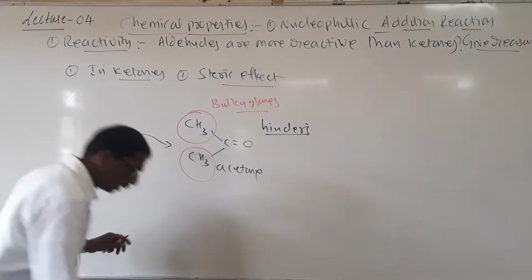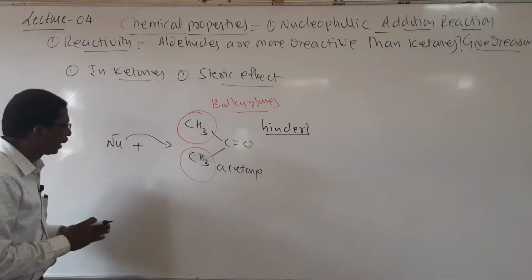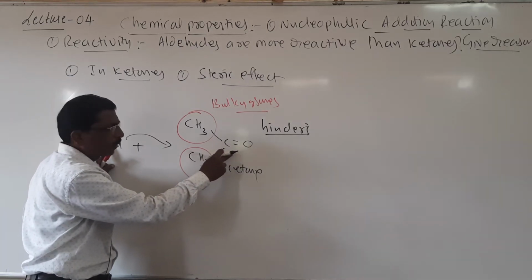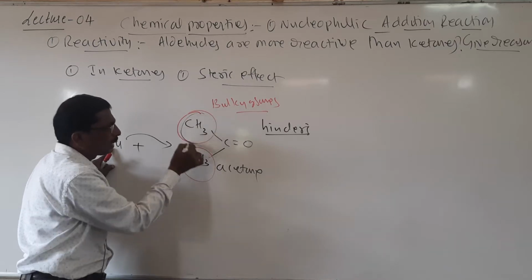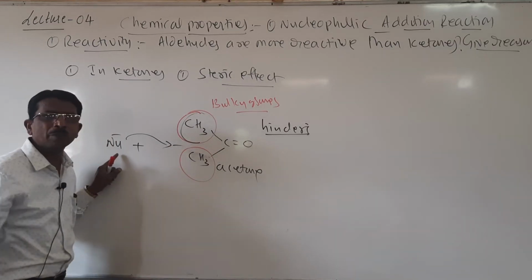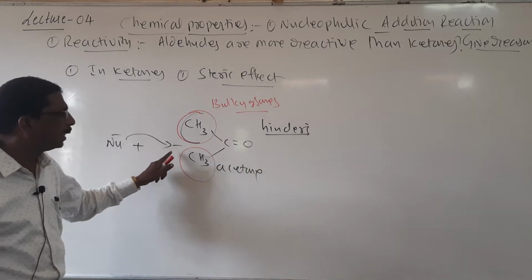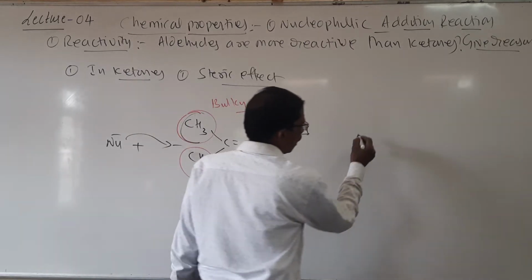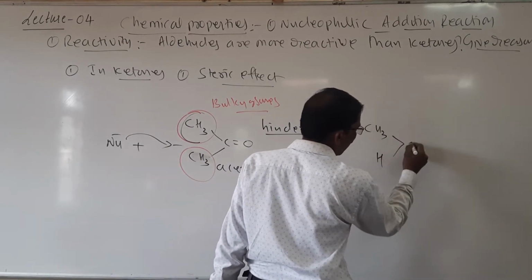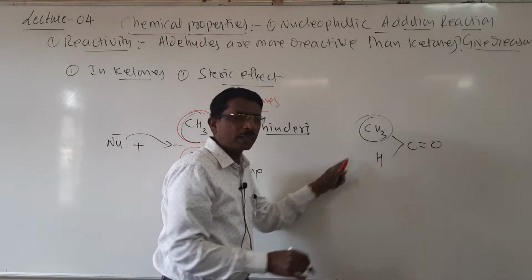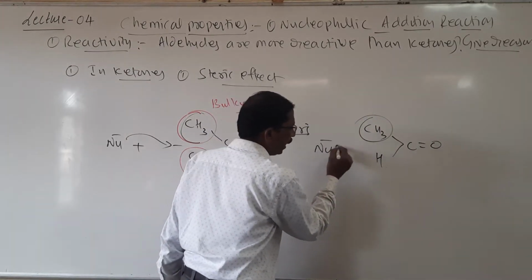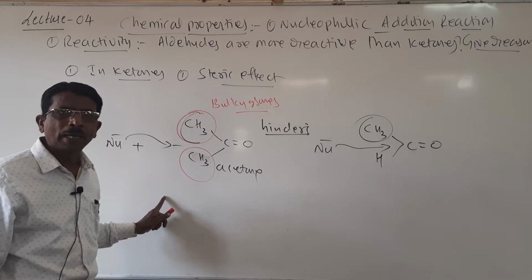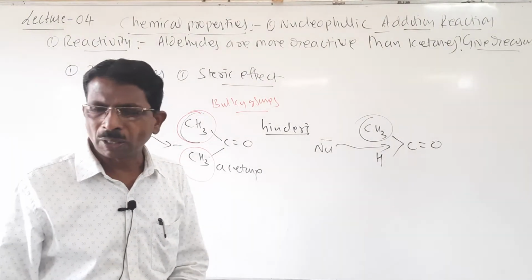So remember once again, whenever the nucleophile approaches the carbon of the carbonyl group, due to the presence of these 2 bulky groups, the approach of the nucleophile is hindered, so these are less reactive. But in case of aldehyde, it has only one bulky group, so the nucleophile can easily attack here, so these are more reactive and these are less reactive, and this is called a steric effect.